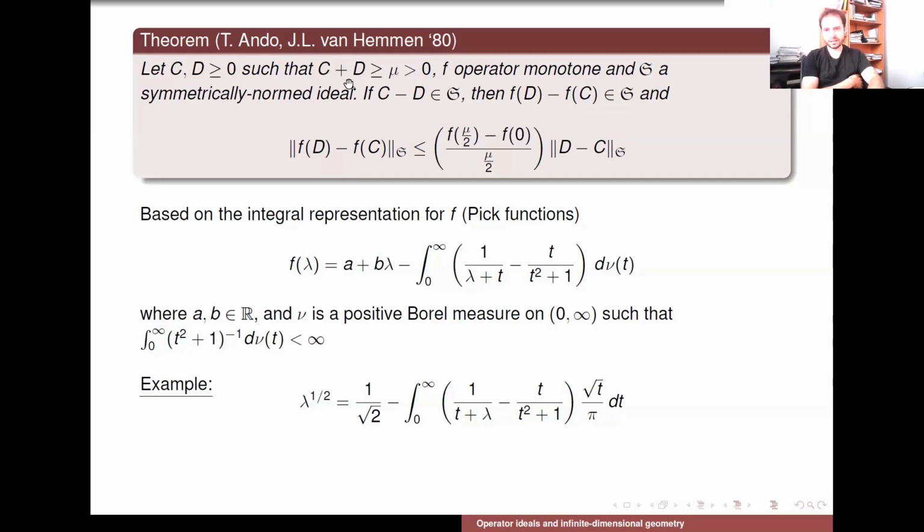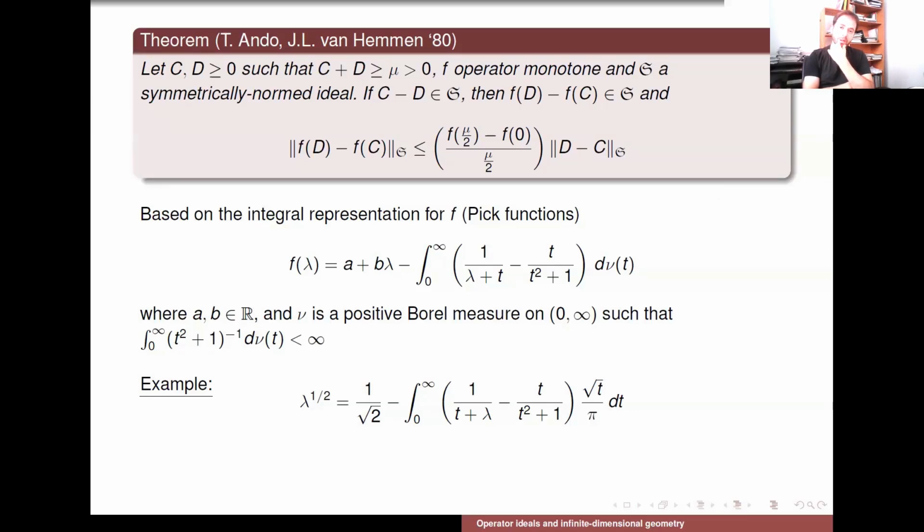This is a slightly different condition. They assume that now the sum of the operators is bounded from below instead of the sum of their square roots. So if this condition holds, for every f operator monotone function and S a symmetrically normed ideal, we have that whenever C minus D is in the ideal, then f of D minus f of C is again in the ideal, and we have this estimate here.